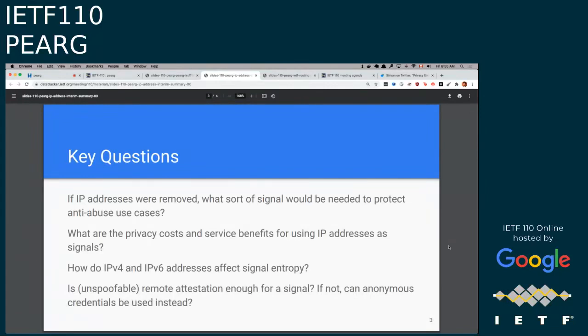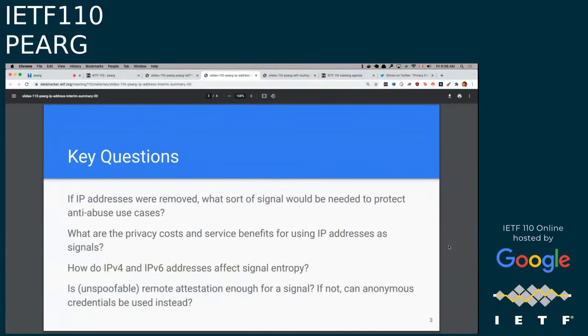Another interesting point that came up was the differences between v4 and v6 addresses and how they affect the signal entropy. Fernando had some good comments on that. And then thinking specifically about this signal, the question was raised whether an unspoofable signal of remote attestation that the client device from which the connection is coming is trusted would be sufficient. There were also mentions of anonymous credentials as a more general mechanism here. And folks perhaps are aware that there's work ongoing in the privacy pass space, which is a particular type of anonymous credential. Maybe there are applications there.